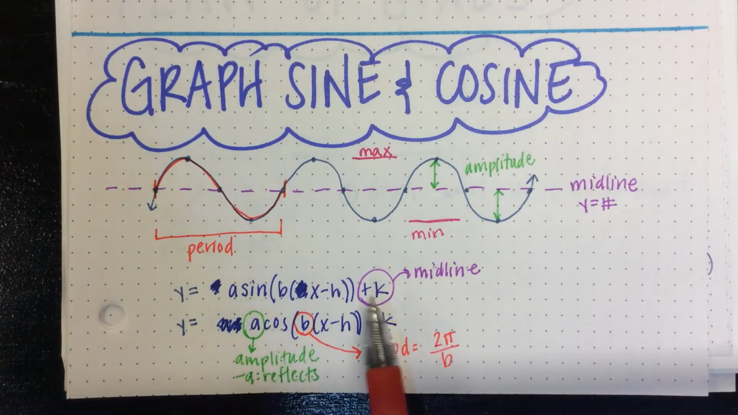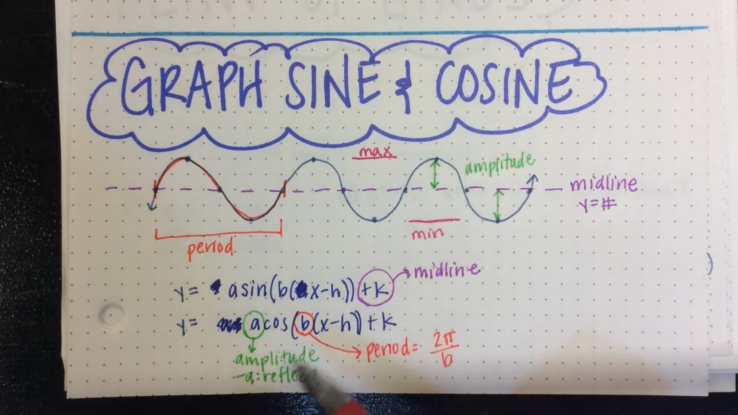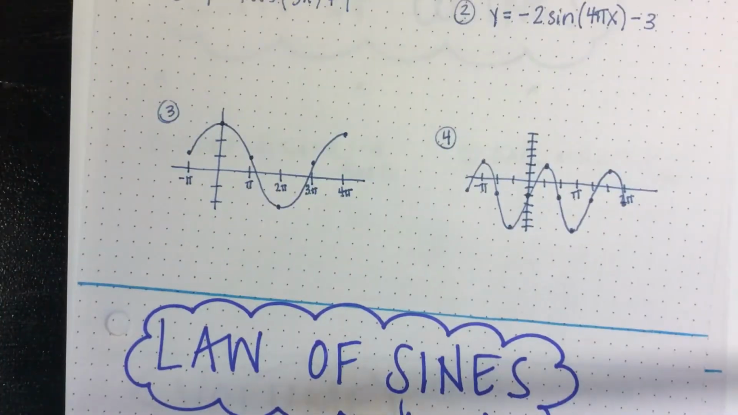Okay, so K is our midline, A is the amplitude, B gives us the period. To figure out the max and min, we just add our amplitude to the midline, and that's going to give you the max, and we subtract it from the midline to get the min. All right, so now we got a couple of examples.